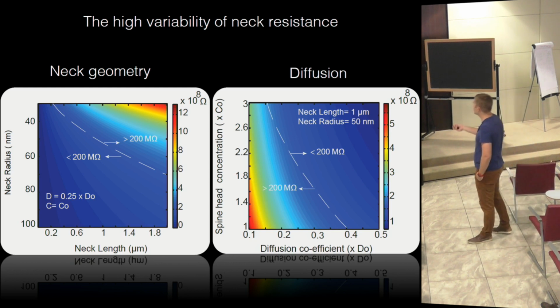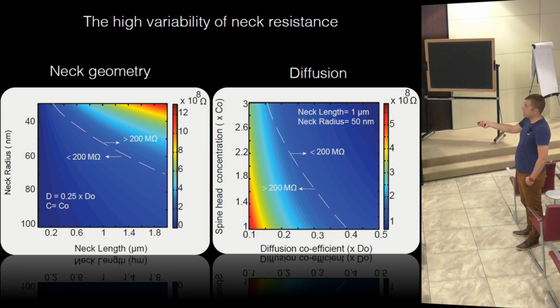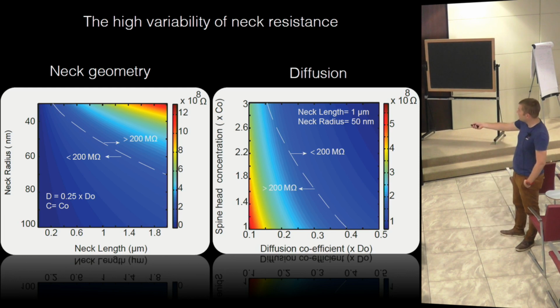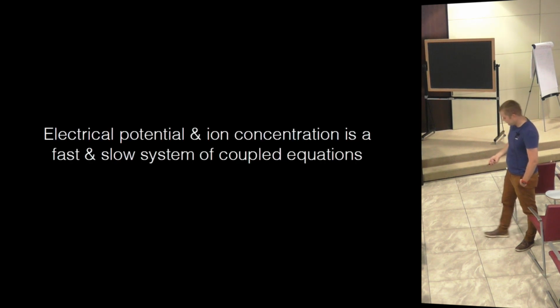Also, as we just saw, the neck resistance, even when you have a constant length and radius, can vary with the diffusion. If the diffusion is really low, for example the effective diffusion in a really crowded environment, you can have a resistance of more than 500 megaohms, and then it decreases with the concentration. Okay.